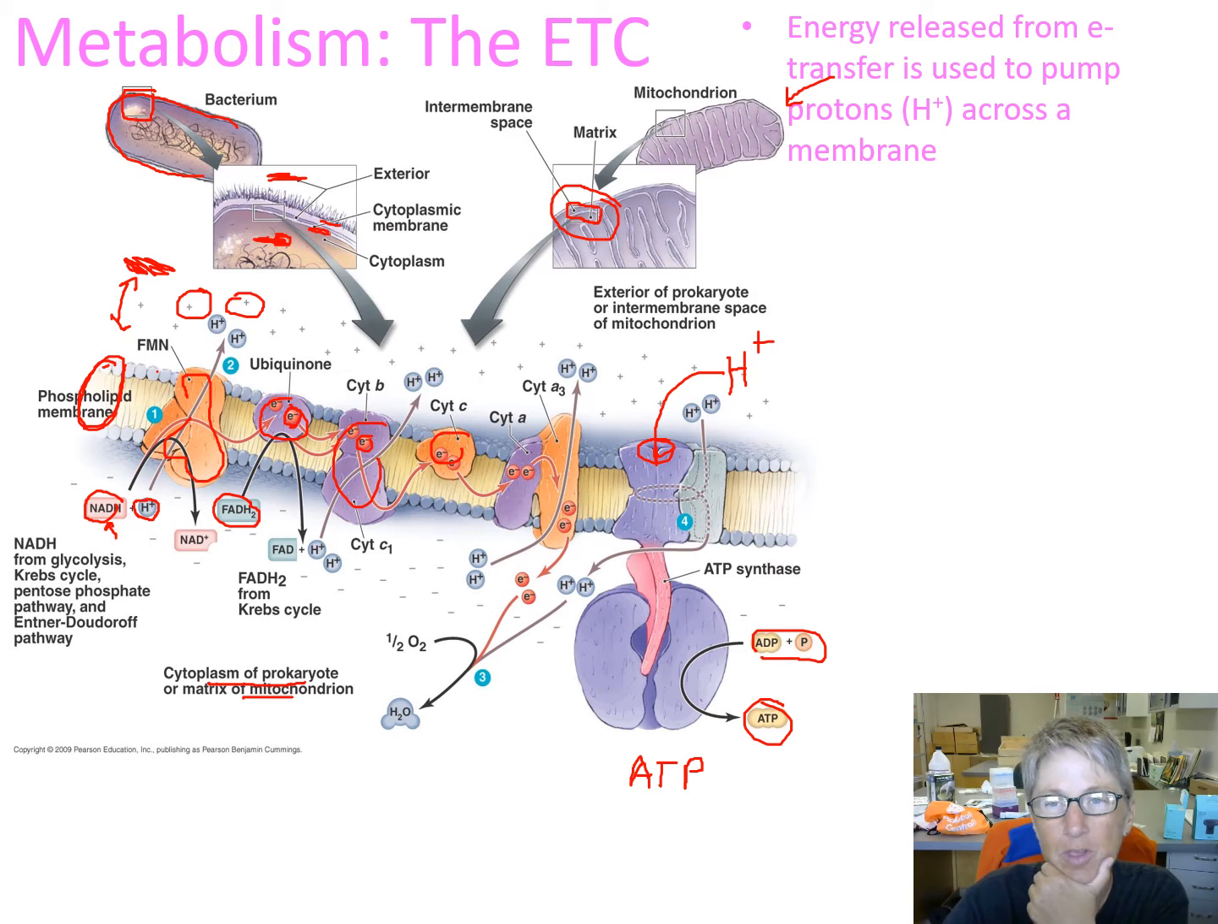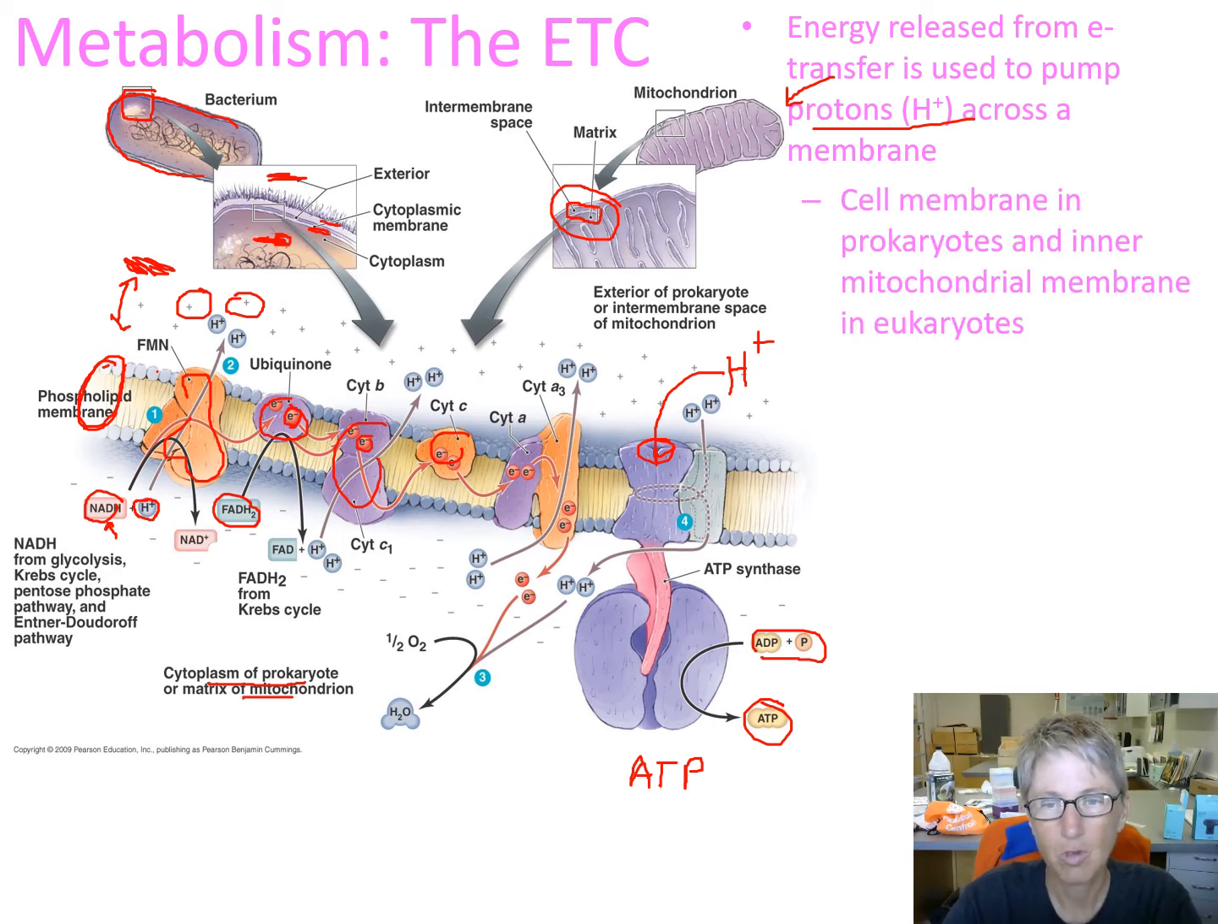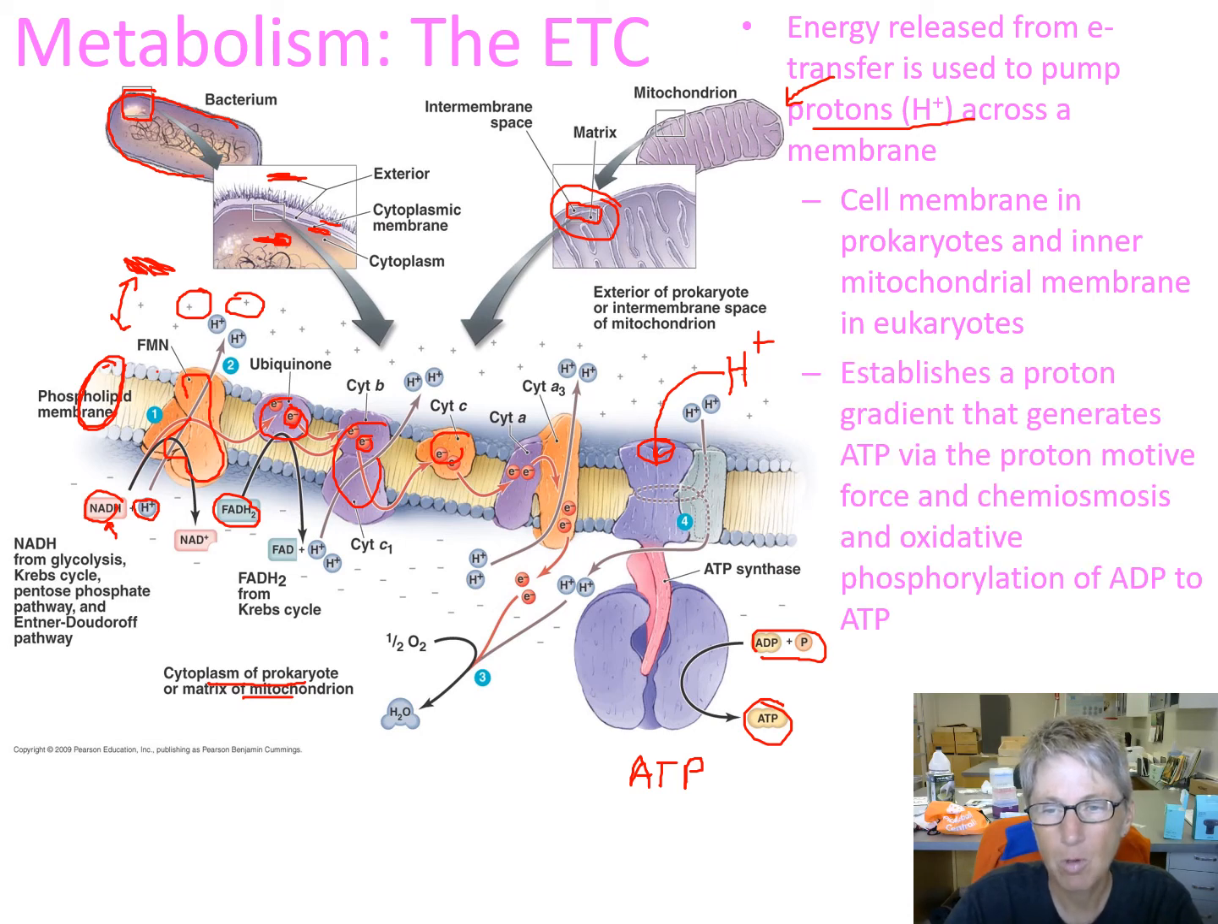So let's look at the bullets. Energy released from electron transport down the electron transport chain is used to pump protons across a membrane. So H plus cation is also called a proton because it doesn't have an electron on it, because it gave its electron to the electron transport chain. This occurs in the cell membrane in prokaryotes like bacteria, and the inner mitochondrial membrane in eukaryotes.